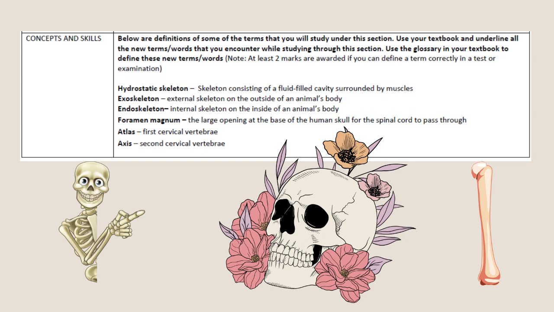Hydrostatic skeleton: skeleton consisting of a fluid-filled cavity surrounded by muscles. Exoskeleton: external skeleton on the outside of an animal's body. Endoskeleton: internal skeleton on the inside of an animal's body. Foramen magnum: the large opening at the base of the human skull for the spinal cord to pass through. Atlas: first cervical vertebra. Axis: second cervical vertebra.